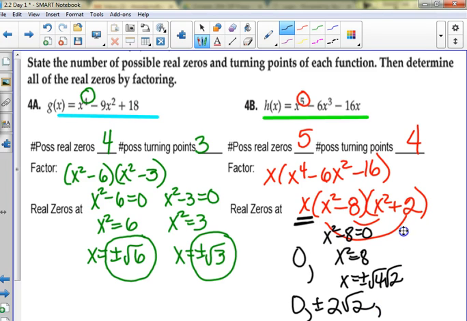What about this guy back here? X squared plus 2 equals 0. X squared equals negative 2. X equals, yep, fake news. Non-real 0, we don't have to find it. It's plus or minus i square roots of 2, but we don't have to find it. We're done. We okay?